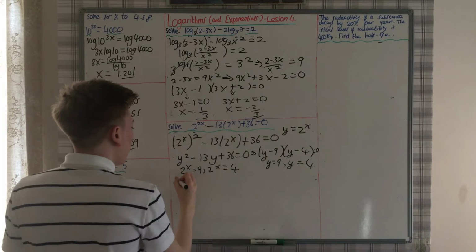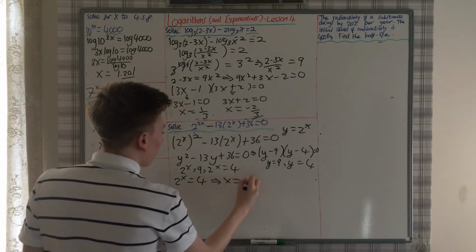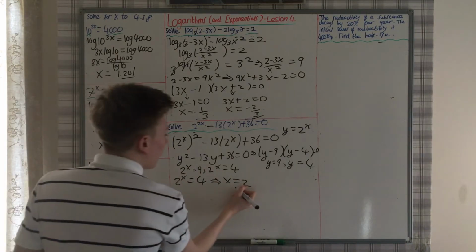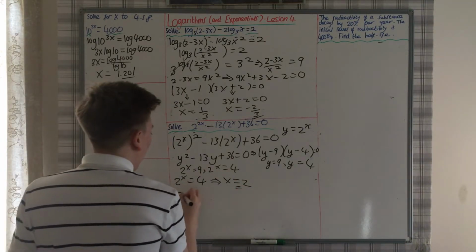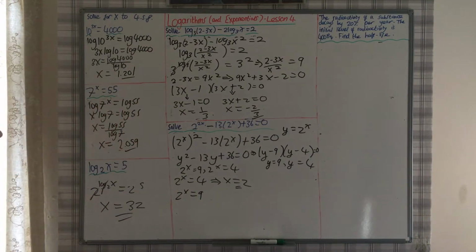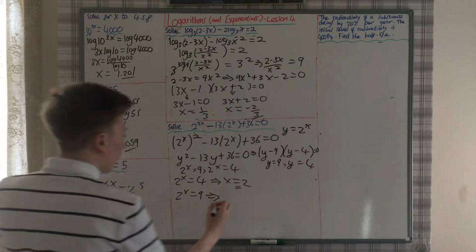Well, in the case of 2 to the power x is 4, it should be easy to spot that x is 2. 2 to the power of something is 4, or 2 squared is 4. So that's quite easy to solve. But 2 to the power x is 9. We can't see the answer straight away. So what we need to do here is take logarithms of both sides.